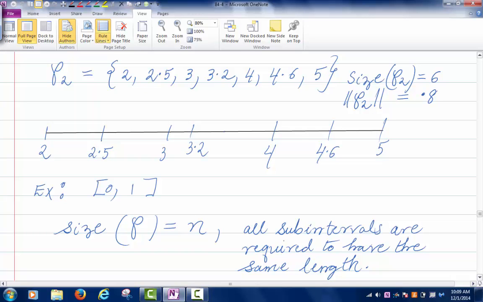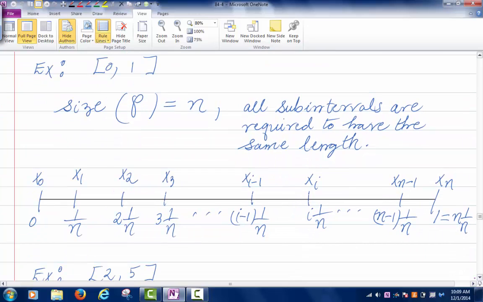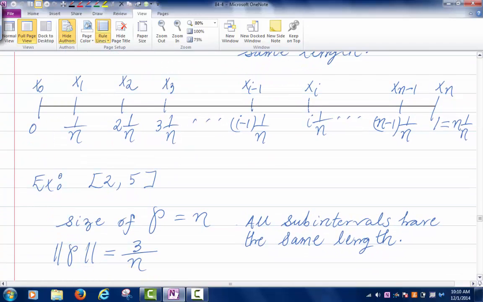And then we looked at the interval from 0 to 1, and we asked ourselves the following question. We want to find a partition of this interval so that the partition divides the interval into n subintervals having the same length. Because the length of the entire interval is 1, I am dividing the length into n subintervals, so the length of each subinterval would be 1 over n. And by using that, we came up with the partition points for such a partition.